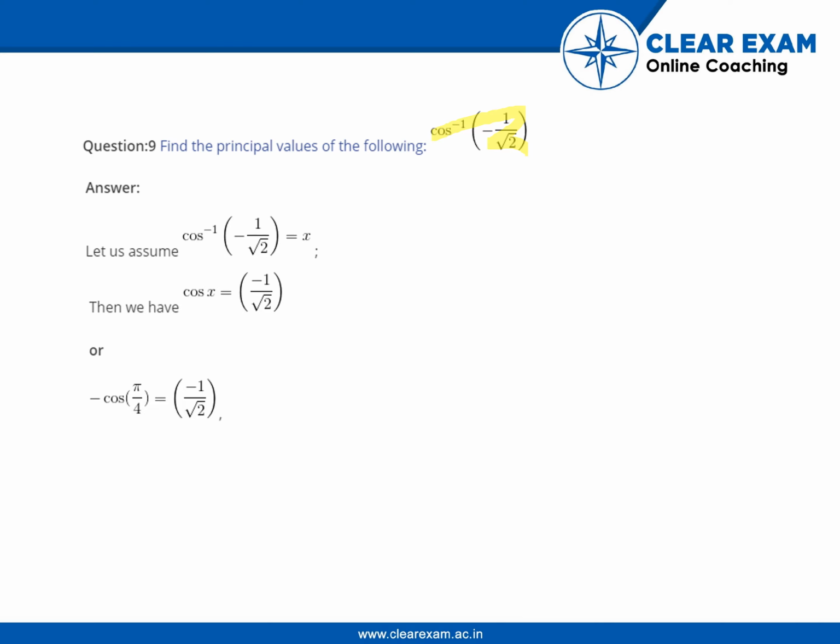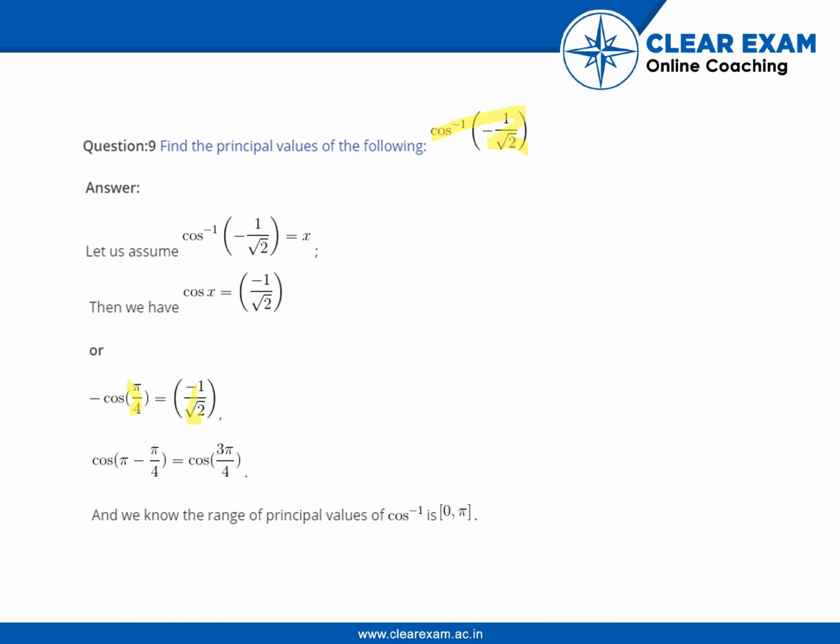So cos x is equal to minus 1 by root 2, right? Or you can write it as minus cos pi by 4 is equal to minus 1 by root 2, as we know the value of cos pi by 4 is 1 by root 2.